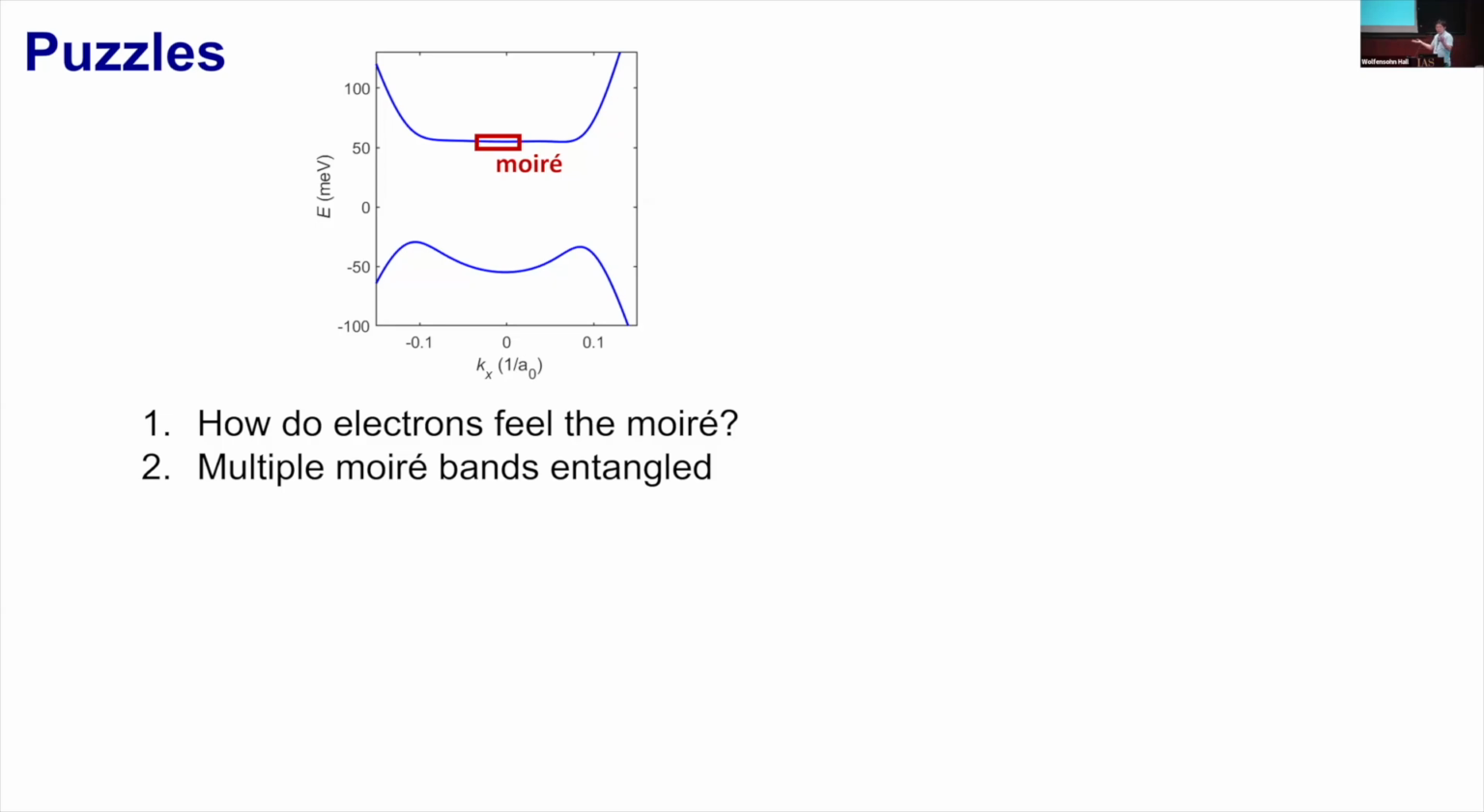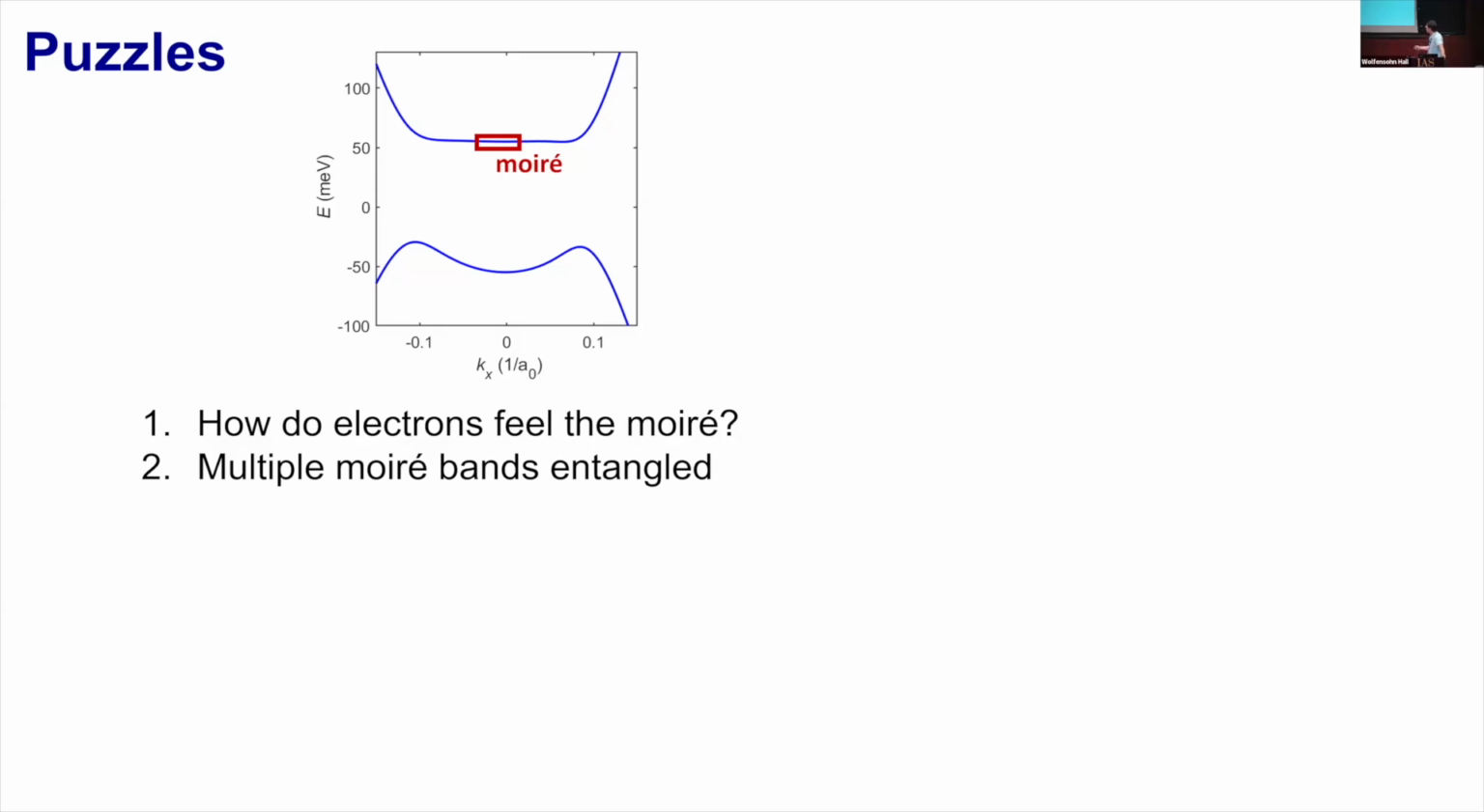And if you apply the scheme of folding your band into the mini Brillouin zone defined by Moiré, in the weak Moiré potential limit, you are not going to get isolated bands like Landau levels. You're going to get several bands that are all entangled together. So at least at the single particle level, it doesn't look like a Landau level.